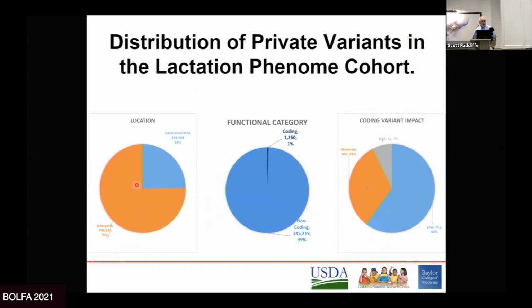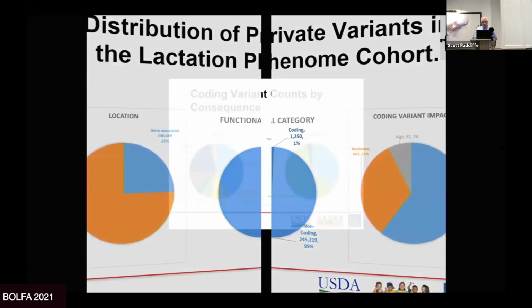There were a total of 1.7 million private variants that we pulled out. About 3/4 of them were in between genes, so that's the pie chart on the left. They're intergenic, but 1/4 were gene associated. In the middle one, you can see the functional category. 99% of them were non-coding, and this is not a surprise, and it is why a lot of people are interested in integrating variant data with RNA-seq data to study regulation of transcription or RNA stability and things like that. 1% were coding. And of course, on the very right was the impact of the coding variants. Most of them have a very low impact. There are 7% or so that are high impact, and then about 30% that are moderate.